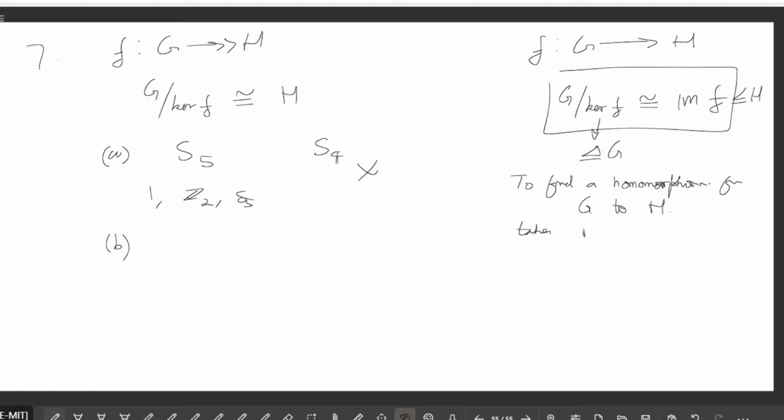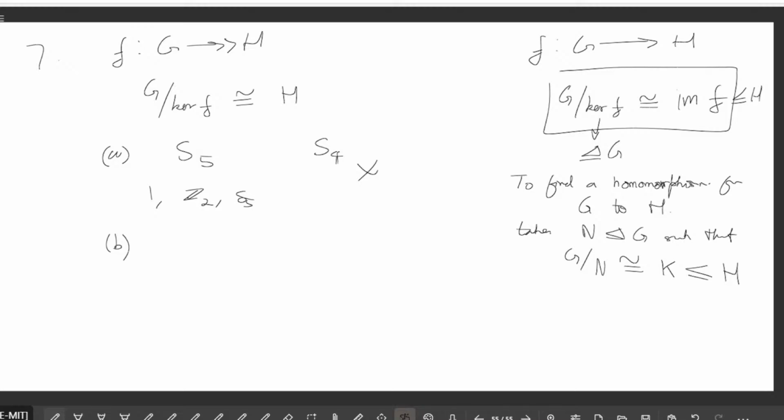Take N which is normal in G such that G mod N is isomorphic to some subgroup of H, not necessarily normal. This can be anything, need not be normal. Some subgroup of H, that's it. You look for normal subgroups of G such that when you quotient by it, you get something isomorphic to a subgroup of H.